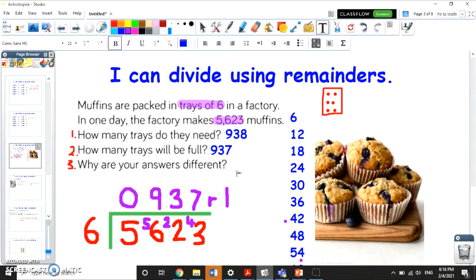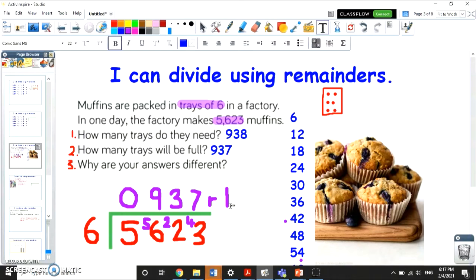Well, they're different, aren't they? Because actually, that 1 remaining muffin, as I said, I can't just eat it. I can't just forget about it. It was made, and the factory needs to make sure they put it to something useful. So the difference is there because actually you've got 1 muffin that still needs to be put into a tray. Okay, so that's why my answers are different.